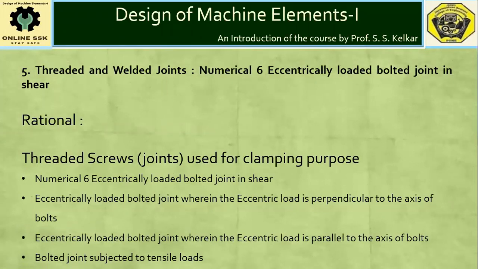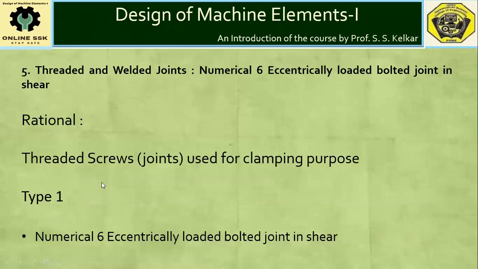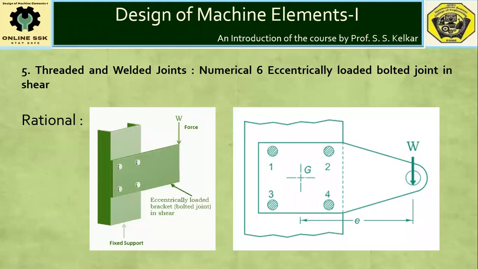We are aware that four different types of numericals can be asked based on this topic of threaded joints, and of that, the first type, that is eccentrically loaded bolted joints in shear, we are studying right now. Type number 1, wherein we have to study a bolted joint subjected to eccentric load which causes shear inside the cross section of the bolt.